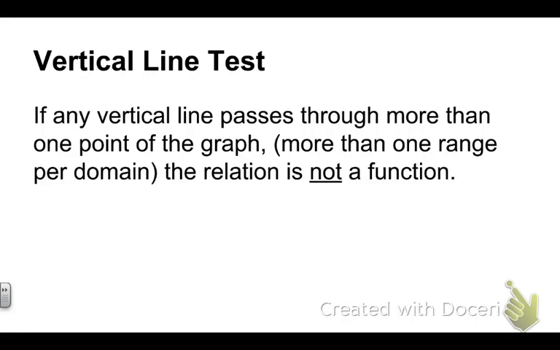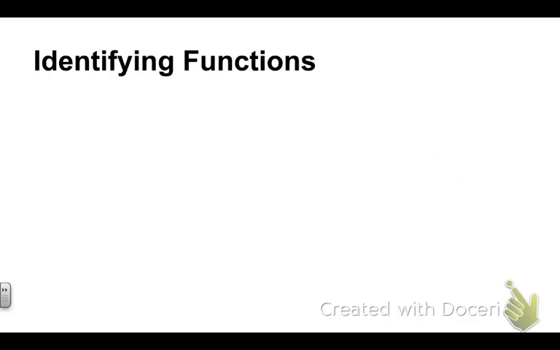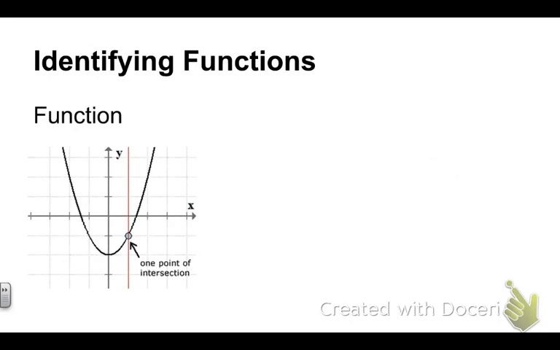So let me show you an example. Identifying functions. Here you go. This would be a function. Pretend that red line slides to the left, to the right. Alright? That point would only happen on that graph one time. Every single time, it's only once.